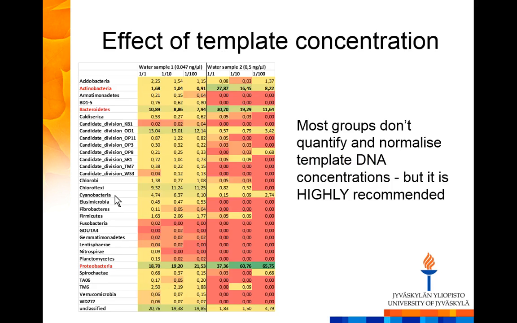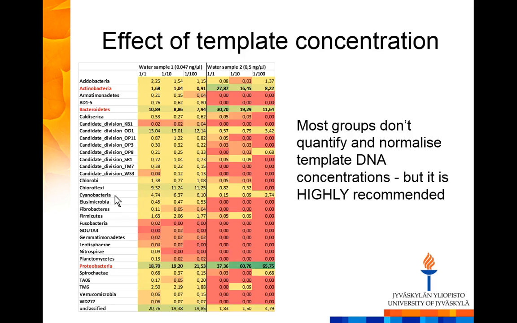Another thing that people usually don't take into account is template concentration. When you do your very first PCR with those general bacterial or archaeal or fungal primers, especially with the prokaryotic primers, I think it's a fantastic idea to quantify your extracted DNA concentration. Also because that is actually a very good estimate for biomass. Usually the biomass and extracted DNA concentrations correlate beautifully, actually perfectly.